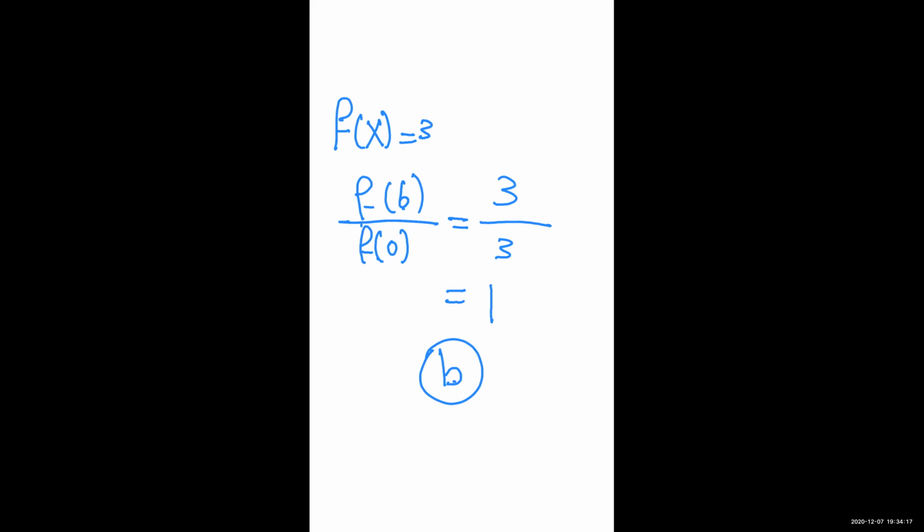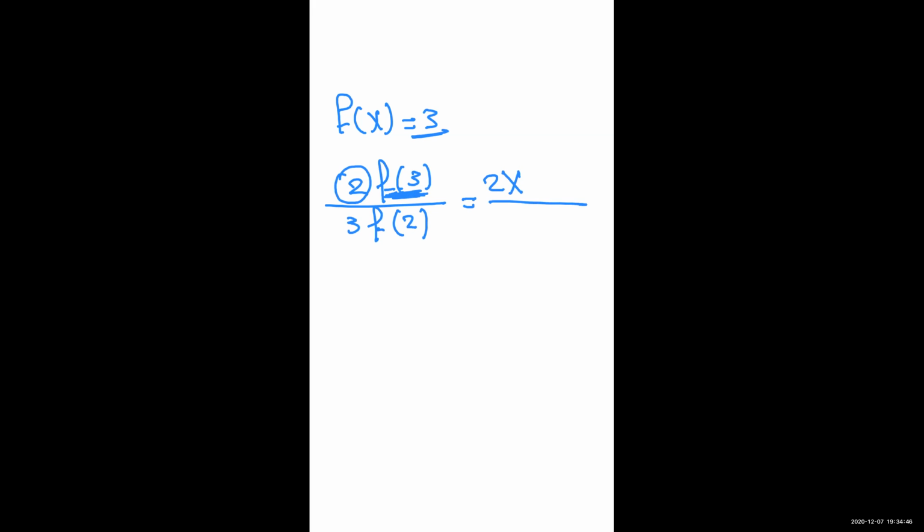Then question number 6. F of x equals 3. Now find 2f of 3 over 3f of 2. This one is 2, I mean twice or double the value of f of 3. So 2 times f of 3 equals 3 because it's a constant. Here 3 or triple the value of f of 2. So 3 times f of 2, constant, equals 3. So 6 over 9. Then we can simplify it. So we divide it by 3. So 2 over 3. So the right choice is 2 over 3, which is letter A.